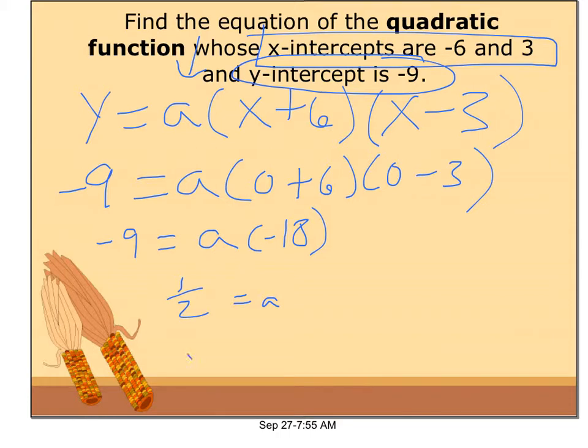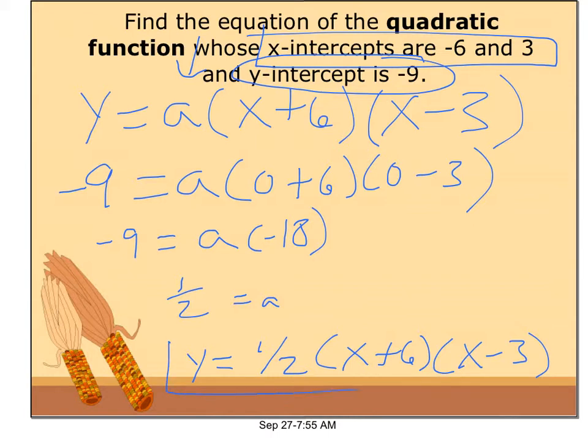Okay? I could put all of this together, the fact that a is a half, I have a factor of x plus 6, and I have a second factor of x minus 3, and I actually have the equation of the quadratic that has those properties, that has a y-intercept of -9 and x-intercepts of -6 and 3. If I wanted to switch this over into standard form, it would just be a matter of foiling and changing this to standard form, which I'm not going to do right now because you've got plenty of practice so far this unit with foiling, but that's all it would take to switch it to standard form.